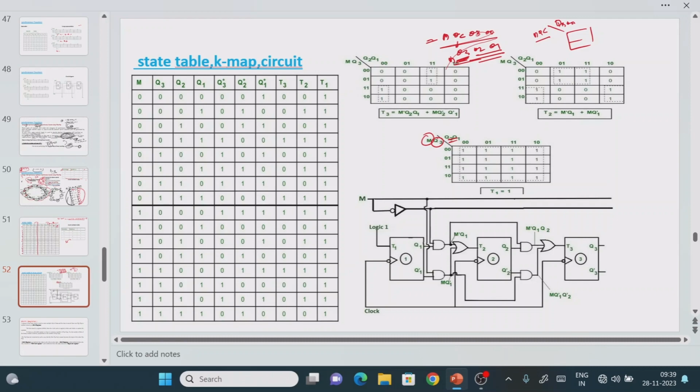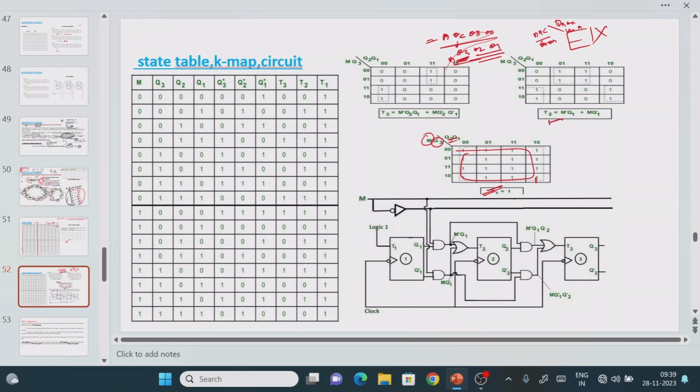So don't forget to remember this. This is important to be remembered. Don't try something like QA, QB, then QC, M. This is completely wrong, right? So if all the cells are filled, what is the answer? 1. So we have obtained the output expression for TA, right?